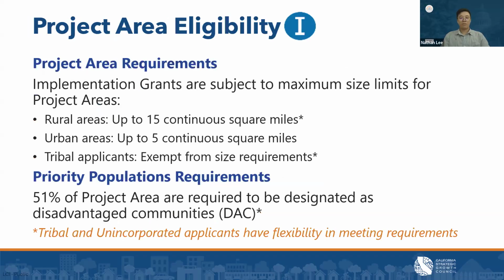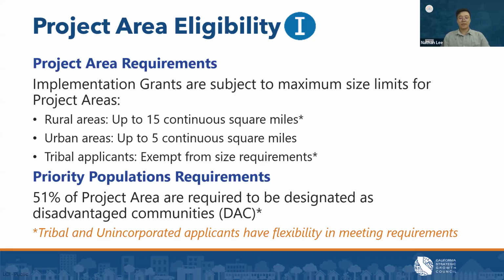We have already covered project area eligibility in depth earlier in the presentation. On this slide, we will briefly highlight key components implementation grant applicants should pay special attention to. Unlike the other two grant types, implementation grants do have a project area size requirement. For rural areas, project areas can be up to 15 continuous square miles. In urban areas, project areas can be up to 5 continuous square miles. However, tribal applicants are exempt from these size requirements.